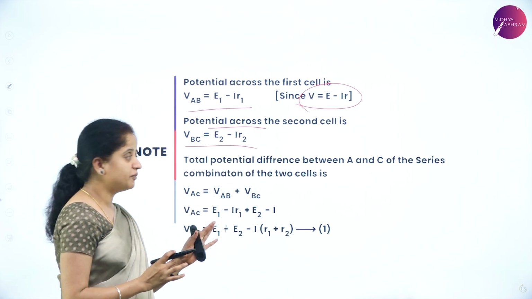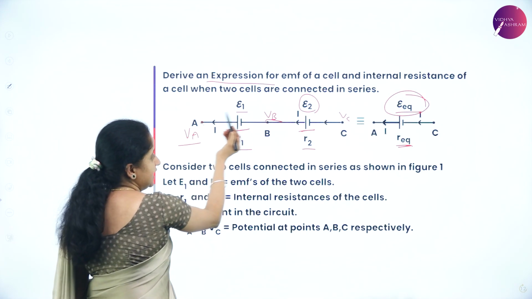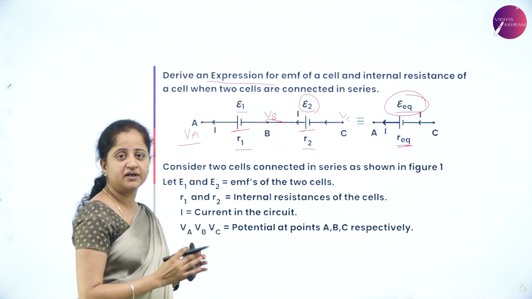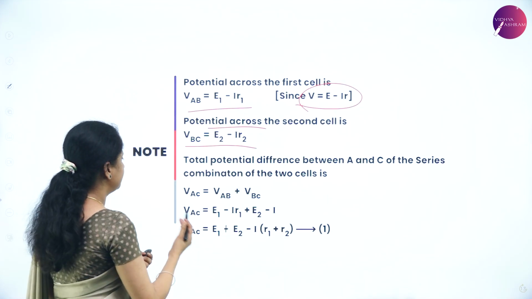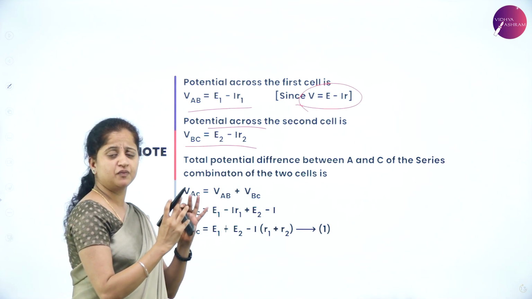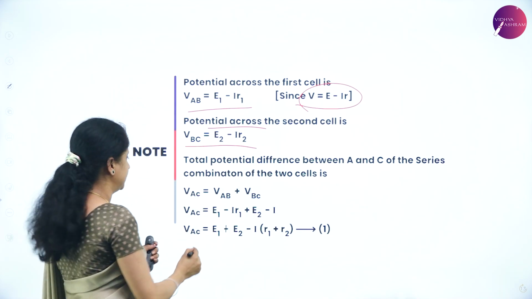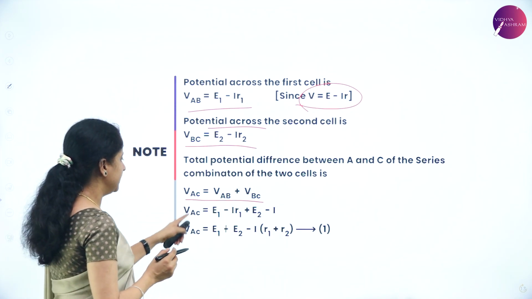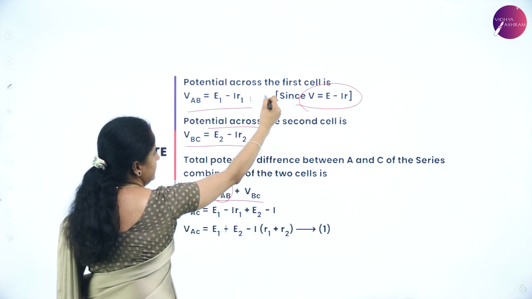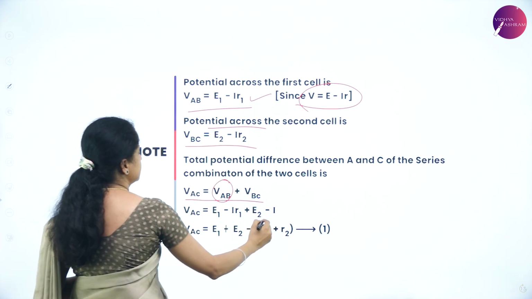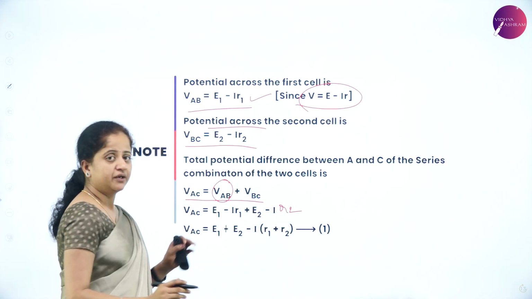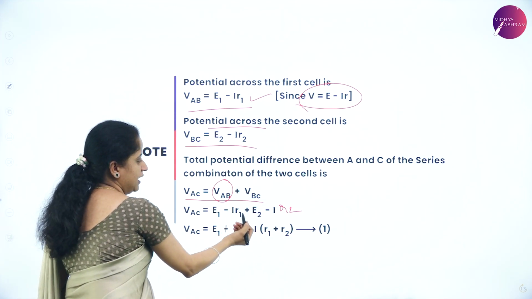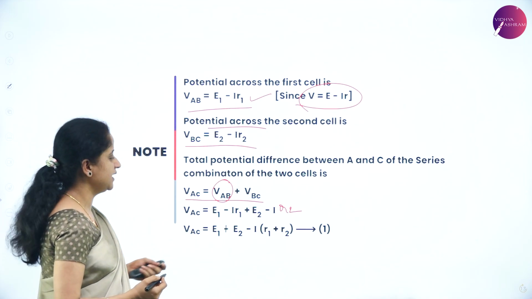Now how to get the total potential difference between the points A and C? We have combined two cells. Between these two extreme ends we have to find the potential difference. How to find the potential? By taking the sum of potentials of the two cells individually, that is VAC is equal to VAB plus VBC. Now VAC is equal to, what is VAB? It is E1 minus IR1 and VBC is E2 minus IR2. Now from this we can write E1 plus E2 minus I of R1 plus R2. That is my equation 1.